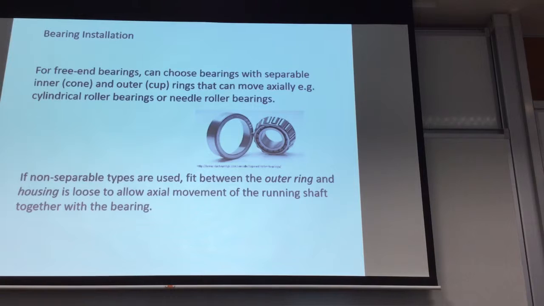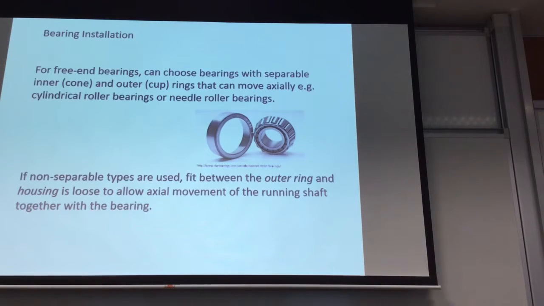So for free end bearings, you can choose. Basically, what you do is you just fit a clearance fit between your outer ring and your housing to allow some movement, or basically, you just have a clearance between your outer ring and your housing to allow for some axial movement.